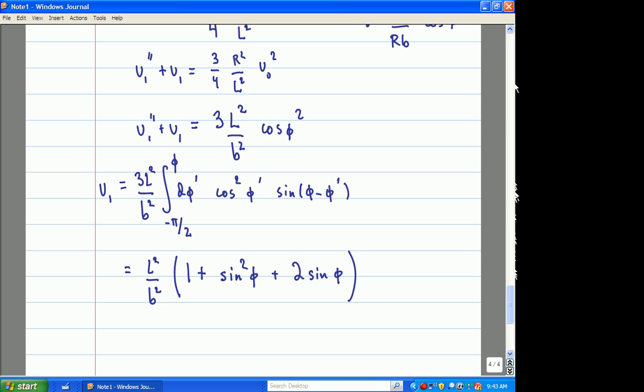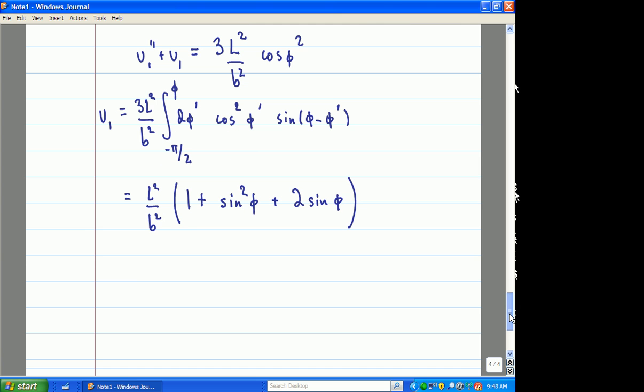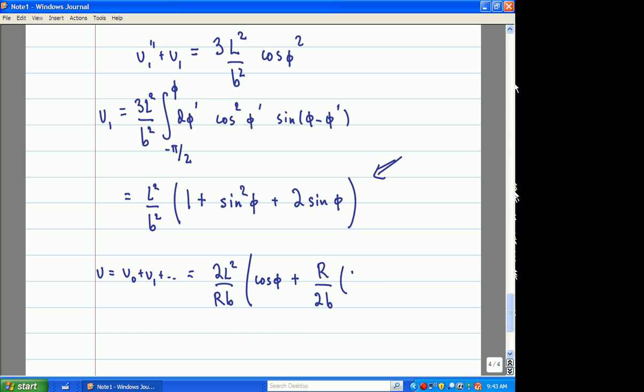So what does that mean? That means that u, which was u naught plus u1 plus higher order corrections. So what was u naught? u naught was 2L squared over RB times cosine phi. And the u1 correction is given right here. So that is plus R over 2B times 1 plus sine squared phi plus 2 sine phi. And then plus higher order terms.